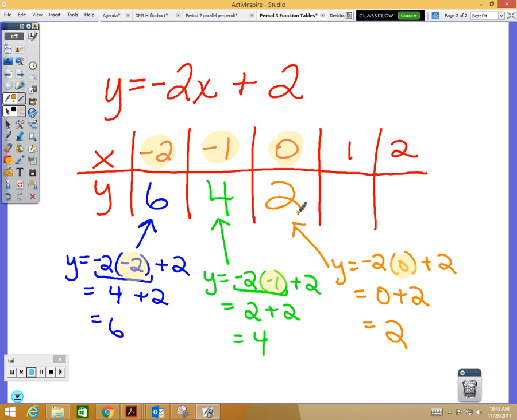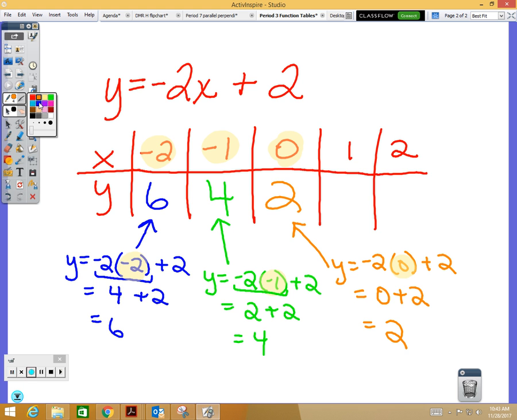Now before I do the last two, do you notice a pattern? It goes down 2 each time. So you should see a pattern in all of these. That's what makes it a linear function table, just by looking at the function table itself. Okay? So we should know the next one should be 0. Should be 0.